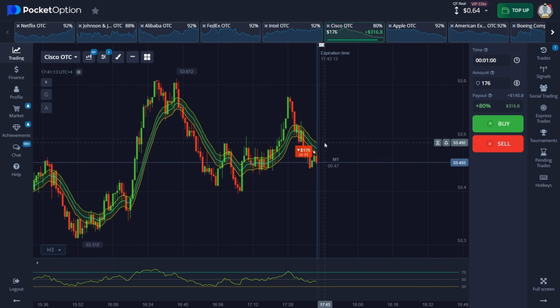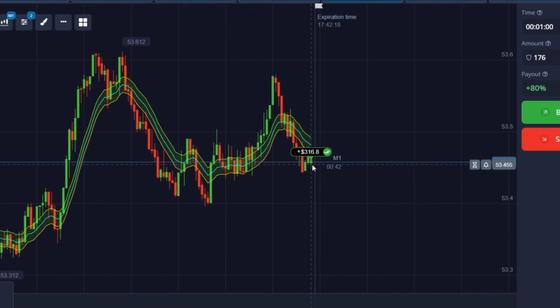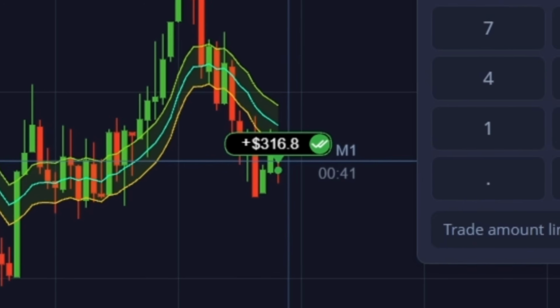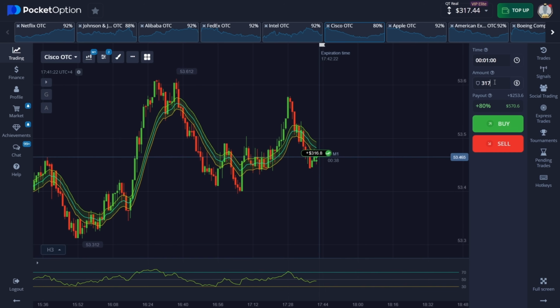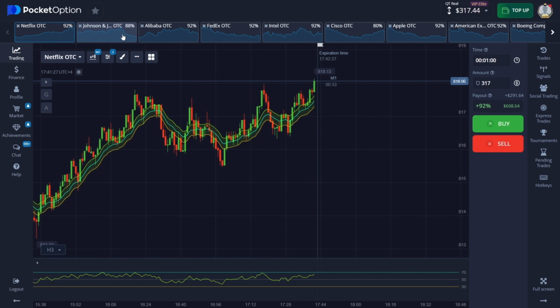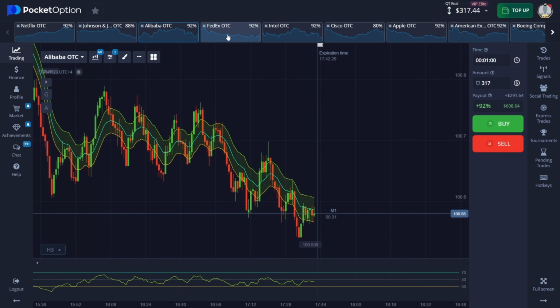With only a few seconds left, we won our third trade of the compounding session. Now my balance has increased to $317. Let's find a trade for $317.